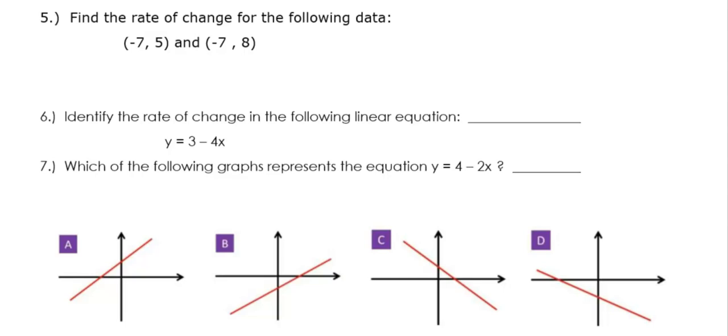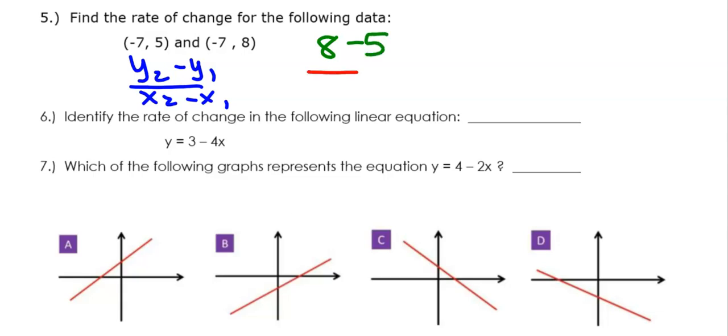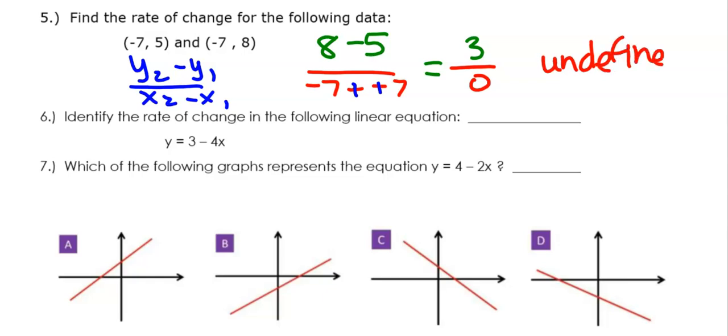Find the rate of change of the following data. A rate of change can be found using this slope formula. So my y2 is 8 and my y1 is 5. My x2 is -7 and my x1 is also -7. Remember, you have 2 negatives in a row here. So let's compute. 8 minus 5 is 3, but -7 plus 7 is 0. Anytime you have a 0 in the denominator, that means your answer is undefined.